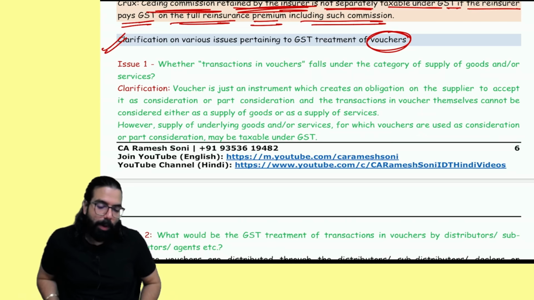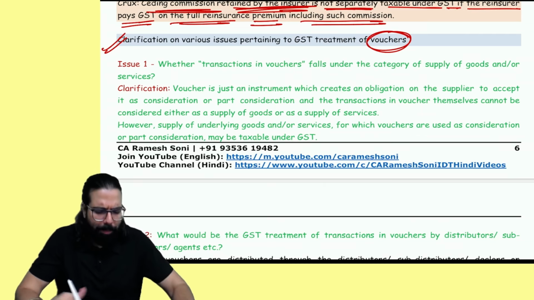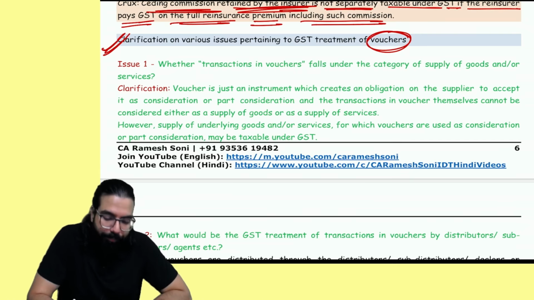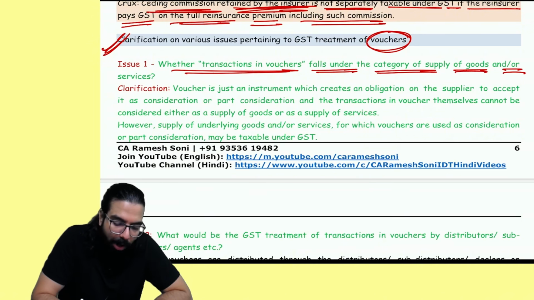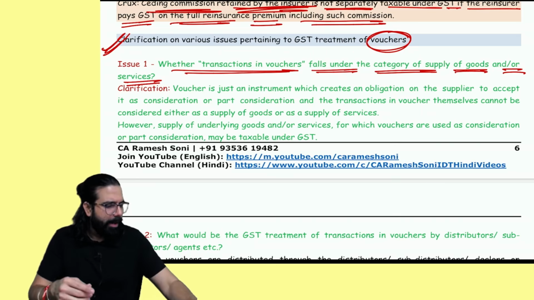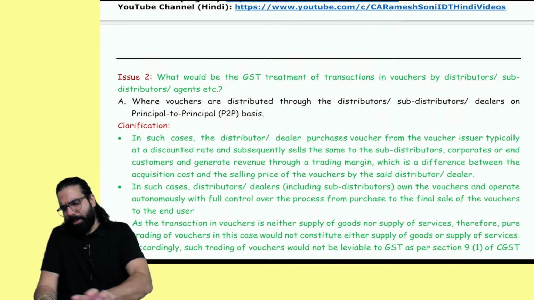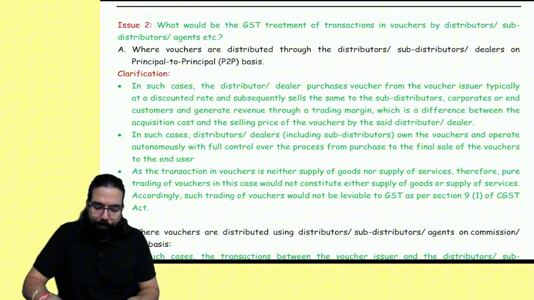Everyone over here, see what are they telling? Clarification on various issues relating to voucher. I like this circular. Please remember this. Okay, everyone. Whether transaction in voucher falls under the category of supply of goods or service. Now, supposingly I have one voucher.